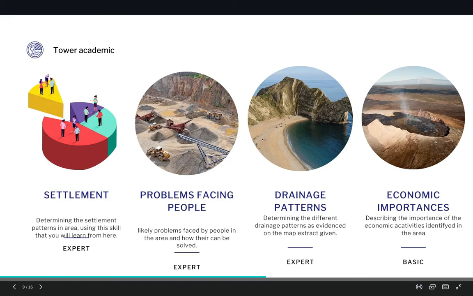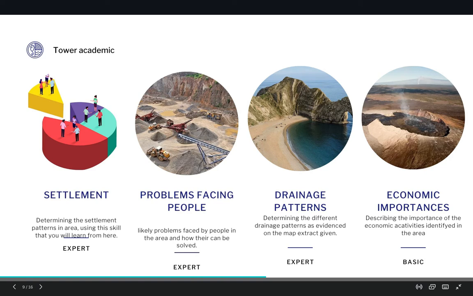I've already talked about settlement, where we are going to look at different aspects or different types of settlement. Like I've said, we shall look at linear settlement. That is settlement which follows a particular direction. Say for example, the road. You see a road running through, you'll find people settled along the roads. That is what we call linear settlement. We shall also have what we call clustered or grouped or nucleated type of settlement.